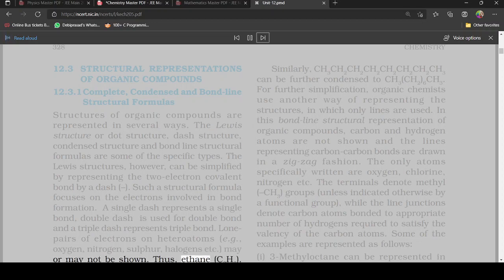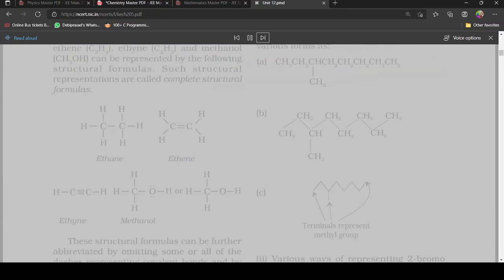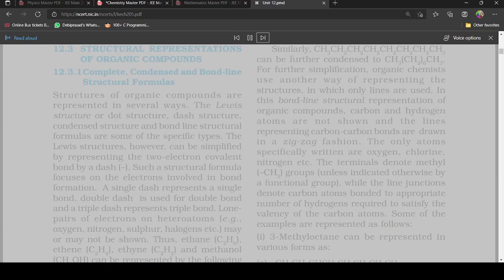Thus, ethane, C2H6, ethene, C2H4, ethyne, C2H2, and methanol, CH3OH, can be represented by the following structural formulas. Such structural representations are called complete structural formulas. Similarly, CH3CH2CH2CH2CH2CH2CH2CH3 can be further condensed to CH3(CH2)6CH3.